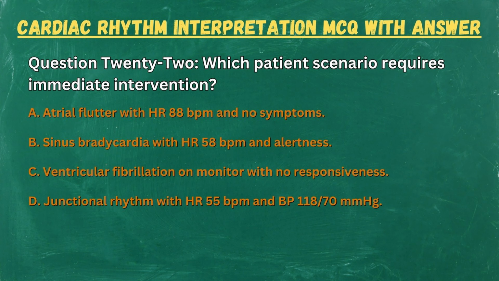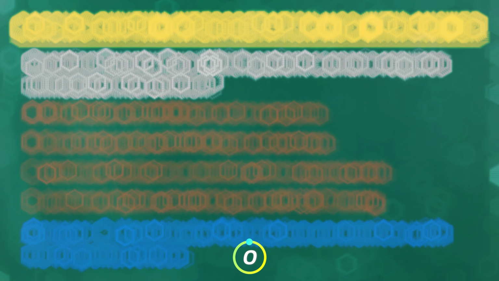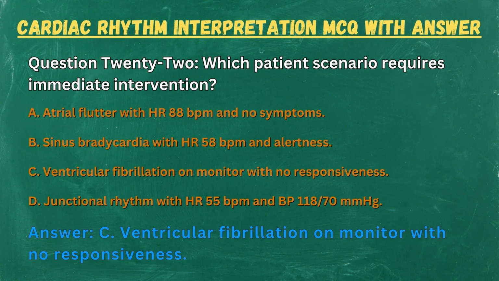Question 22. Which patient scenario requires immediate intervention? A. Atrial flutter with HR 88 BPM and no symptoms. B. Sinus bradycardia with HR 58 BPM and alertness. C. Ventricular fibrillation on monitor with no responsiveness. D. Junctional rhythm with HR 55 BPM and BP 118/70 mmHg. Answer. C. Ventricular fibrillation on monitor with no responsiveness.